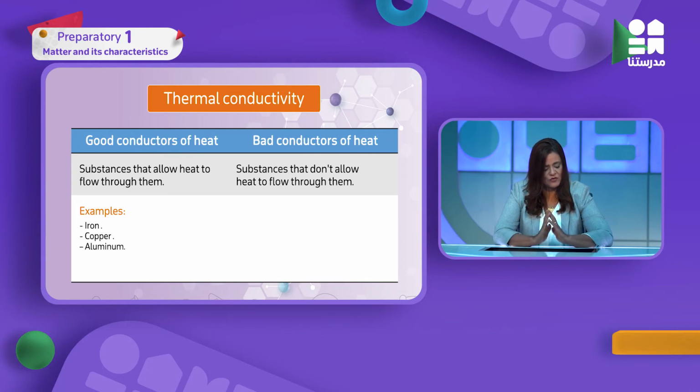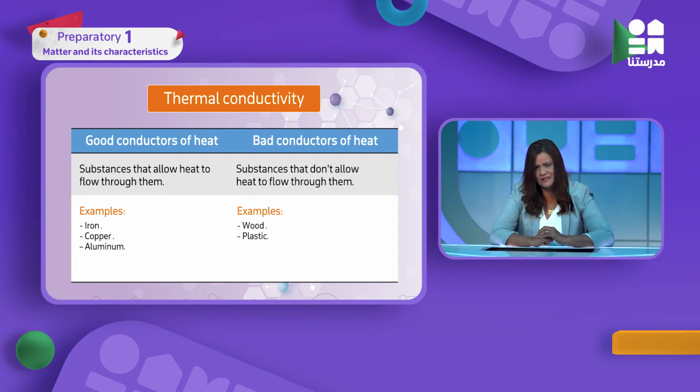I will stop here. Why? Because iron, copper, aluminium allow electricity to pass and also allow heat to pass through it. So it is a good conductor for both heat and electricity. It has thermal conductivity and also electrical conductivity.